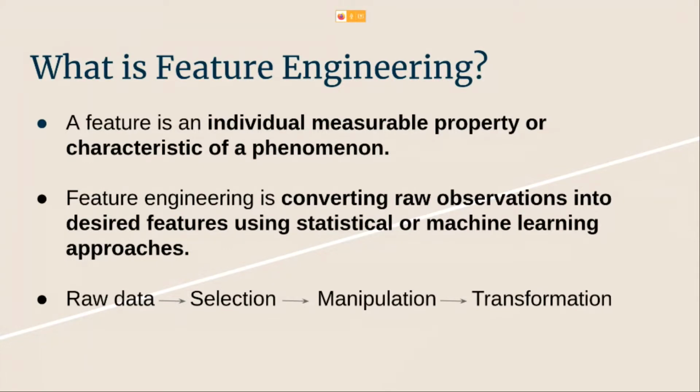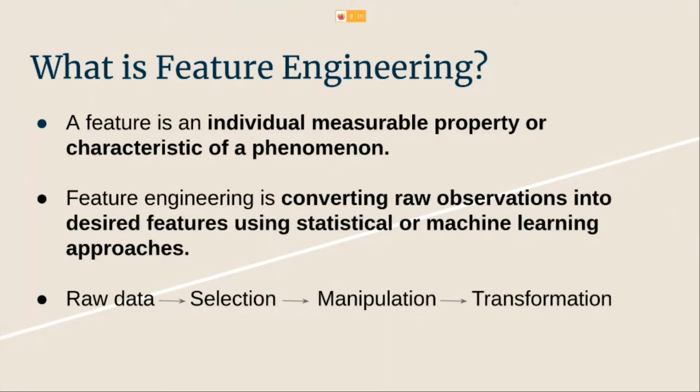Then manipulation is basically about feature extraction. That is, if you have very few correlated features, then maybe you can combine a few of them and get a new feature. That is manipulation. The basic difference between feature selection and feature manipulation, or extraction, is that for feature selection we need to select among the original features, and in feature manipulation we can combine features and get new features out of old features.